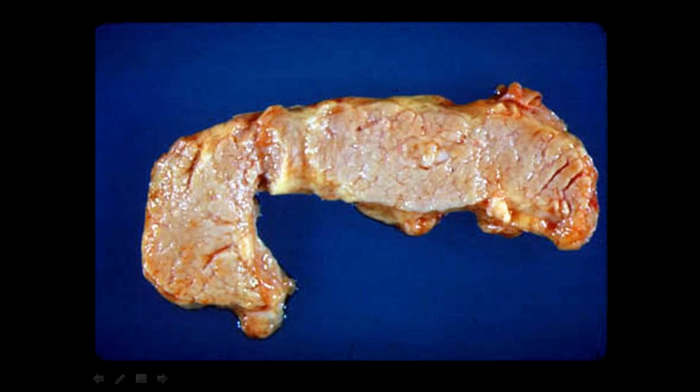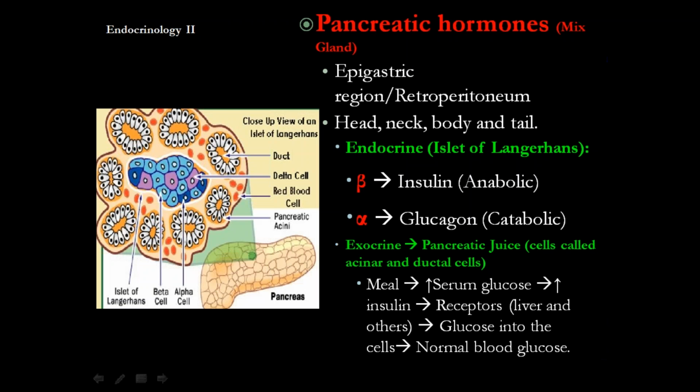So here we have a real specimen of the pancreas. The pancreas is about 12 centimeters long, about 1 inch in height, and about 1 to 2 centimeters thick. It is located in the epigastrium, partially in the retroperitoneum, especially the head and the tail, which are mostly the intraperitoneal part of the pancreas.